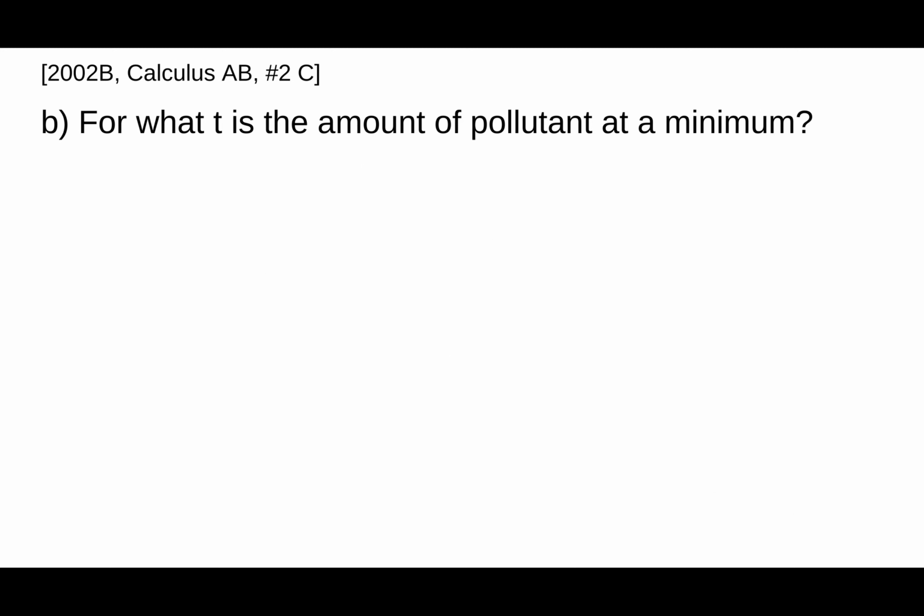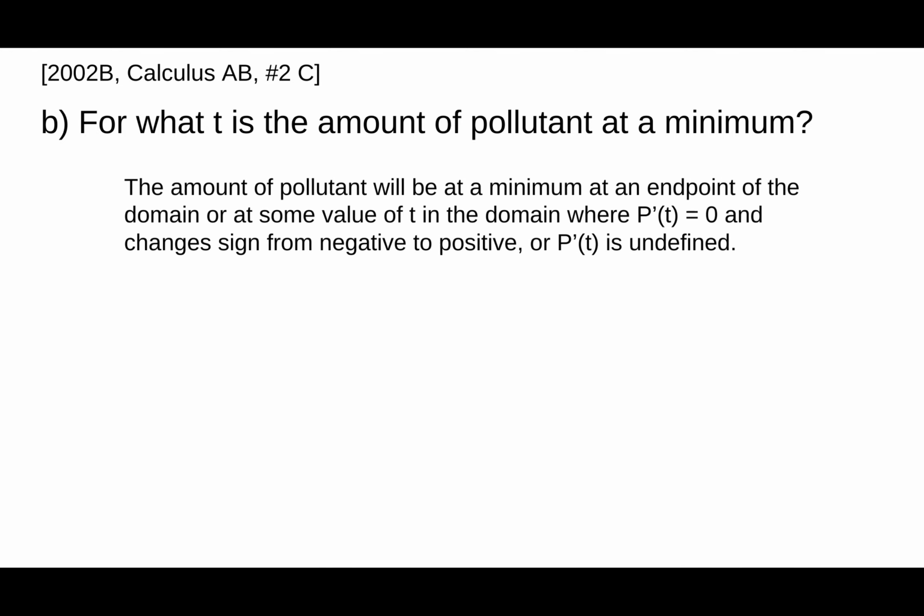In part B of the question, we are asked for what value of t the amount of pollutant is at a minimum. Well, the amount of pollutant will be at a minimum either at an endpoint of the domain of this function, or at some value of t in the domain where p prime of t is equal to 0 and also changes sign from negative to positive. Remember, if it changes from positive to negative, it would be a maximum, and that would not be the point we're interested in. Or possibly p prime of t is undefined.